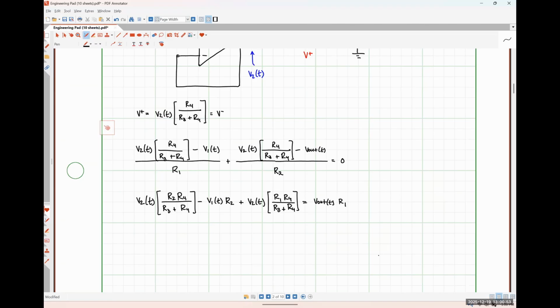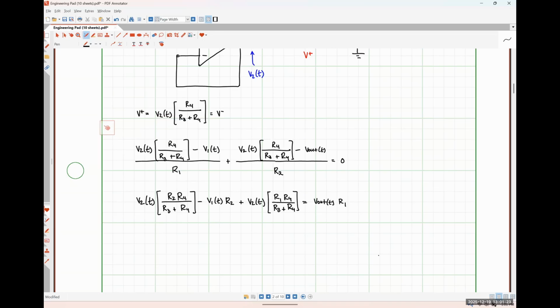I multiplied the left-hand side and the right-hand side by the product of R1 and R2 in order to get rid of the denominators of both of those terms. So that means the term on the left should have an R2 that gets distributed through everything, and the stuff on the right has an R1 that gets distributed through everything. Okay. I can now see that my V2 terms have a common denominator of R3 plus R4. Okay.